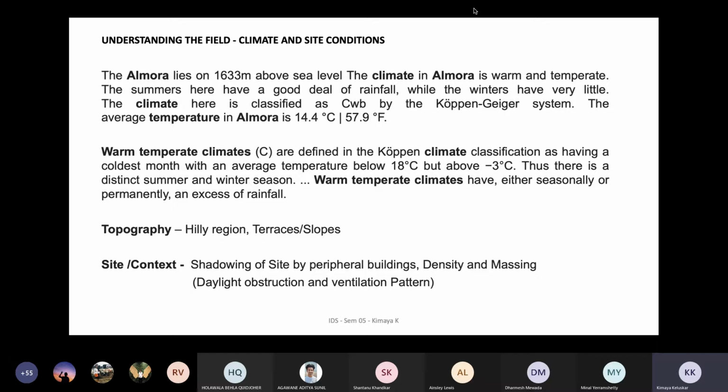Then comes the site context, where you understand the shadowing of the site by peripheral studies. So the density and the mass, like if you are in the urban area, there will be a lot of buildings around. And for example, you decide to design a building which is totally off the grid, and you want to mount solar panels on your roof. Then you need to understand the shadowing on your site that comes, because solar panels exactly work like a tap.